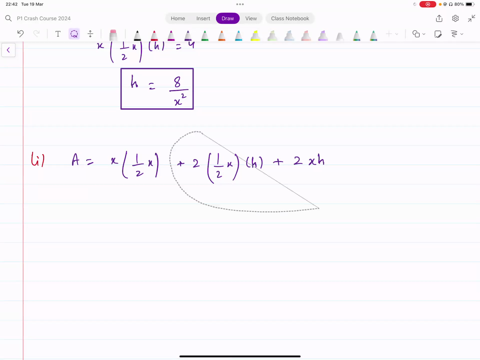These are the faces of that container. This is the yellow face, we multiply that by 2. This is the green face, we multiply this by 2 as well. This is the bottom surface.